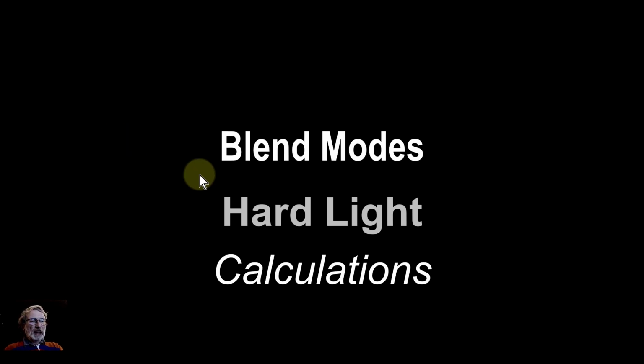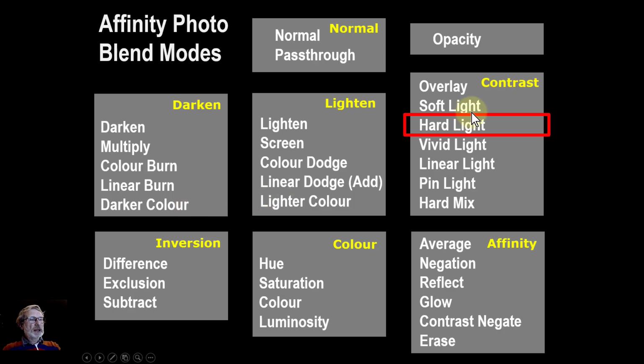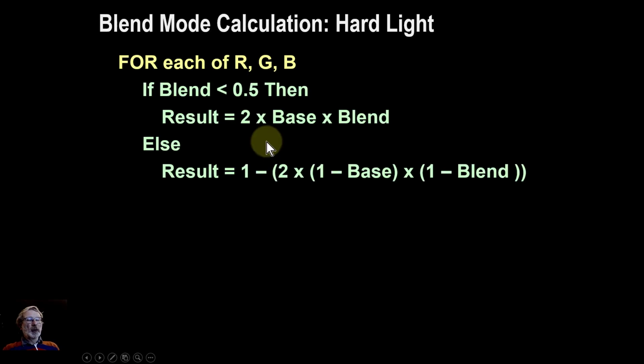Now we're looking at the blend mode of hard light and how it is actually calculated. The hard light is in the contrast group and it makes use of the multiply and screen blend modes to create contrast, in other words making the lights lighter and the darks darker. The overall calculation is done separately for each of the red, green and blue channels. The blend layer is the top layer, the base layer is the one underneath.